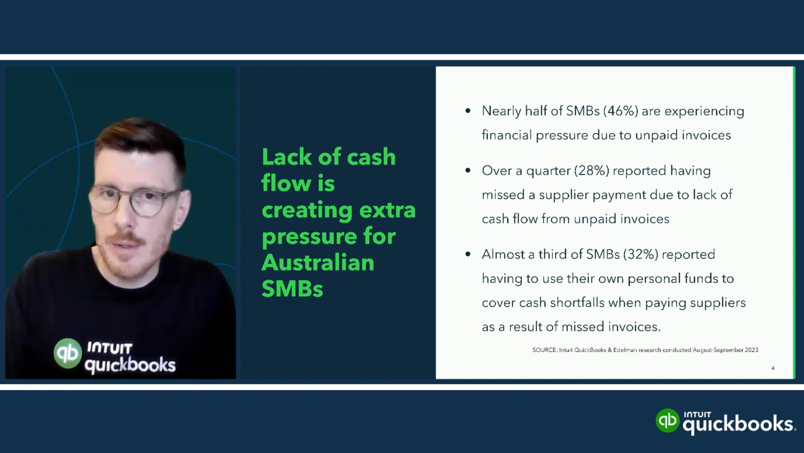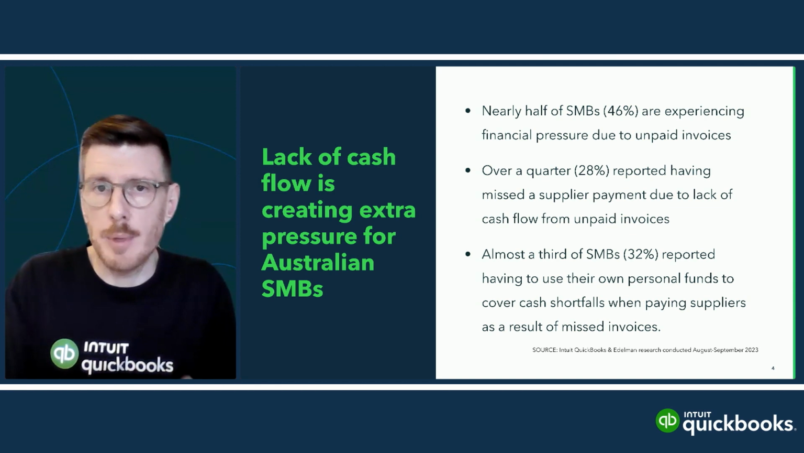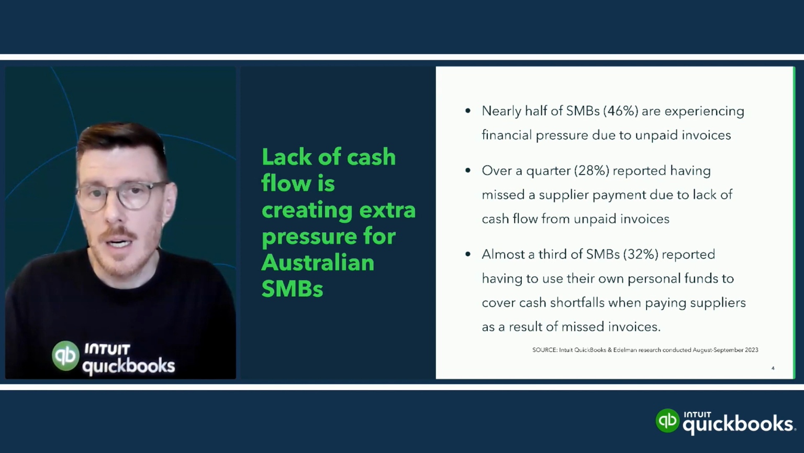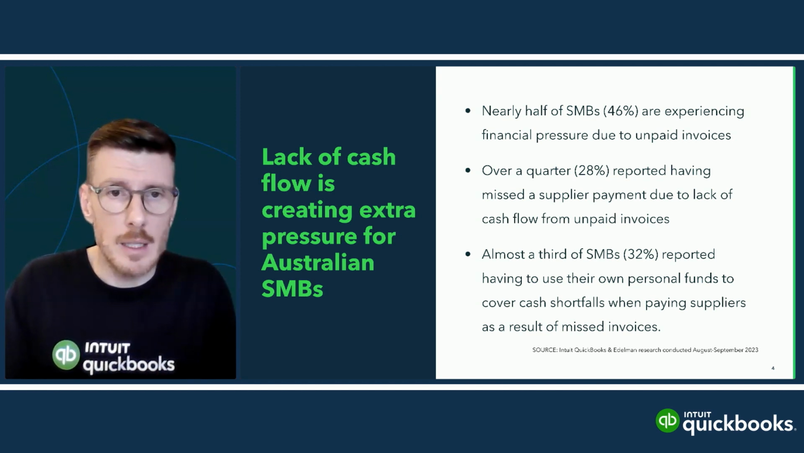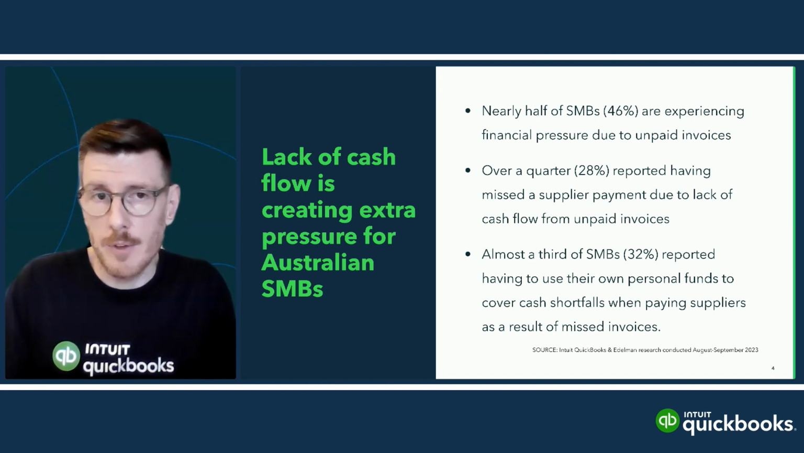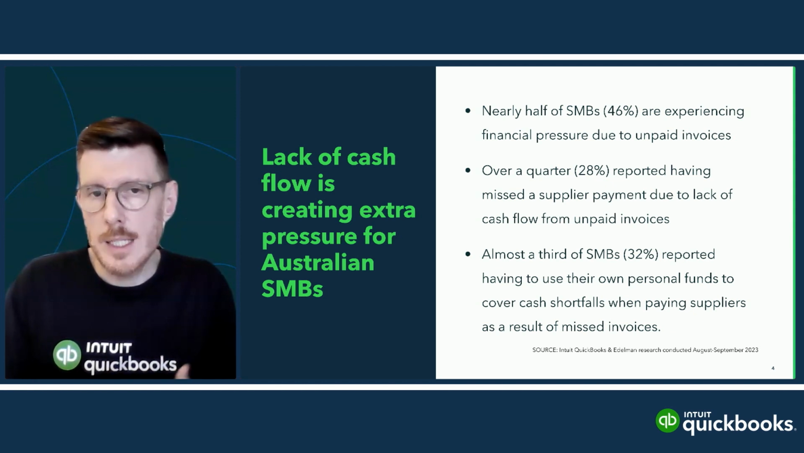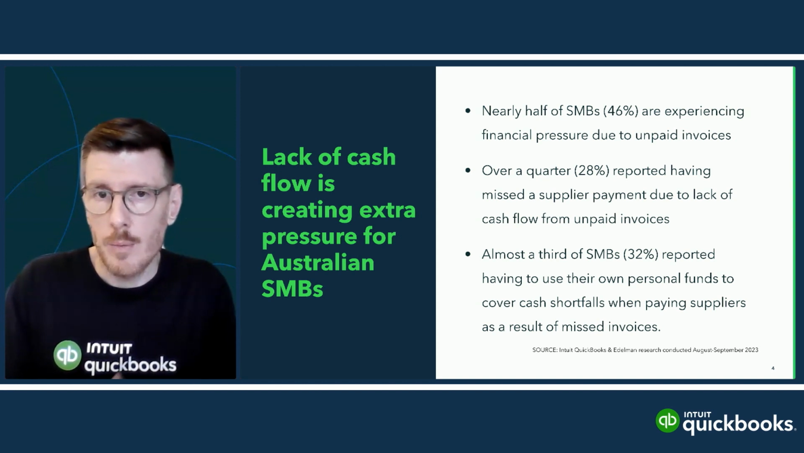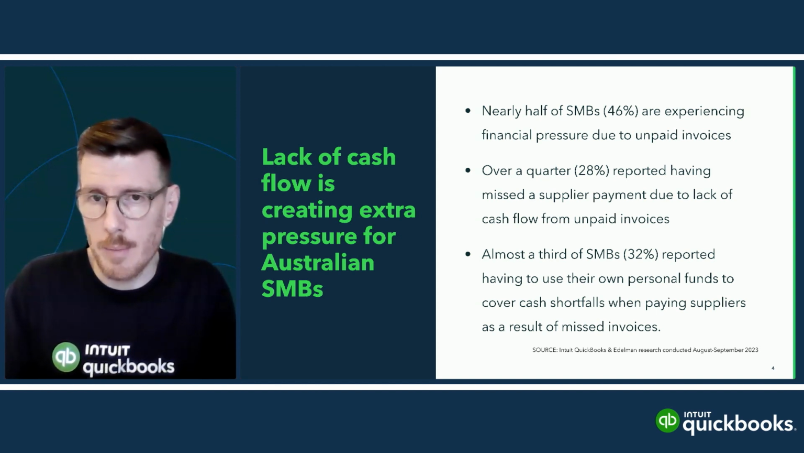And this cash flow is affecting their ability to pay suppliers. A little over a quarter, 28% of small businesses reported that they have at some point missed a supplier payment or a deadline due to lack of cash flow from unpaid invoices. And we're increasingly seeing small business owners resort to using their own personal funds to cover cash shortfalls when they're paying suppliers as a result of those unpaid invoices.